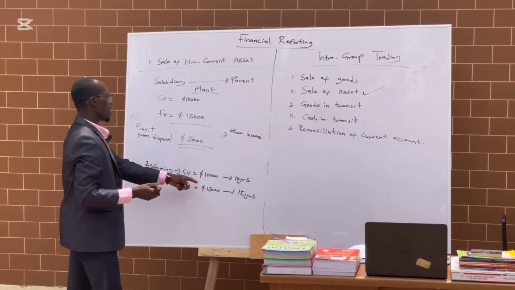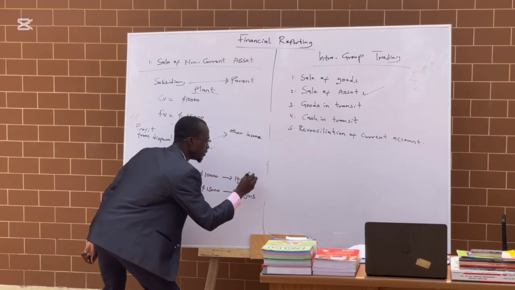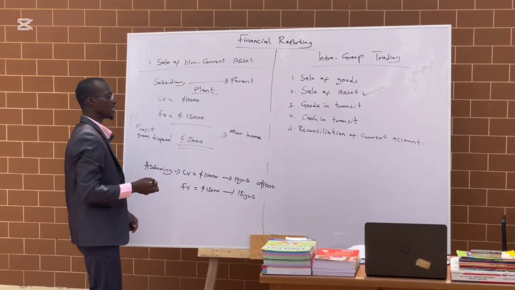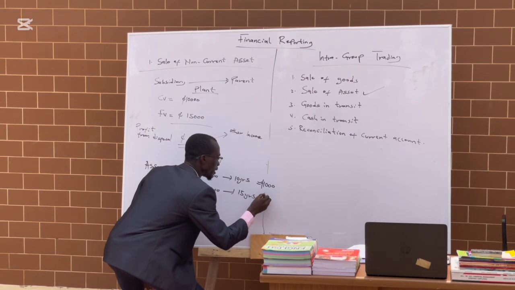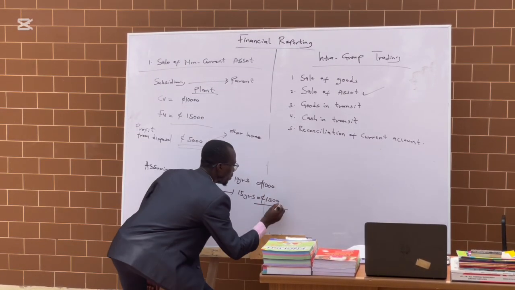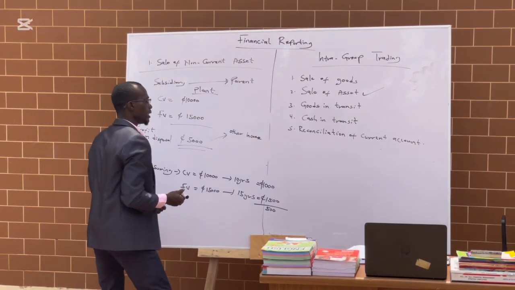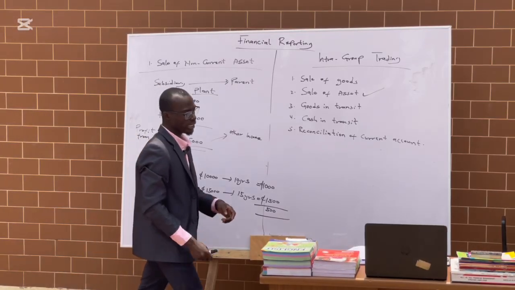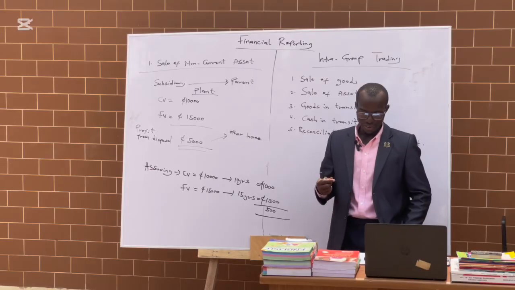So with this, if you calculate depreciation, 10,000 divided by 10 years will give us 1,000 Ghana cedis. Then the 15,000 divided by 5 years gives 1,500 Ghana cedis. So the difference between these two, which is the excess depreciation, is 500.